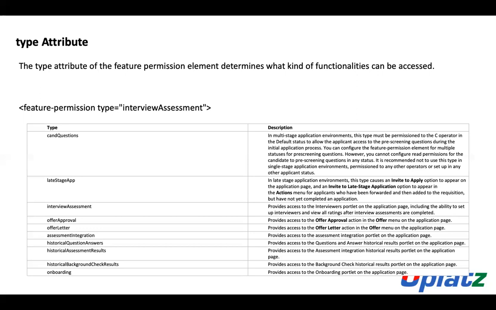And historical questions and answers. Okay, now it provides a historical question and answer based upon whatever it has in the historical results, right? Based upon that, we can populate the historical question answers and historical assessment results and background check. So the background check can also be tracked and the access can be provided based upon them. It's done in a similar fashion for the onboarding as well.